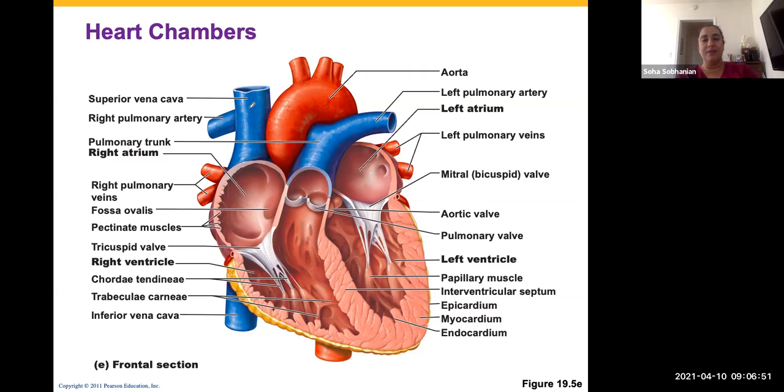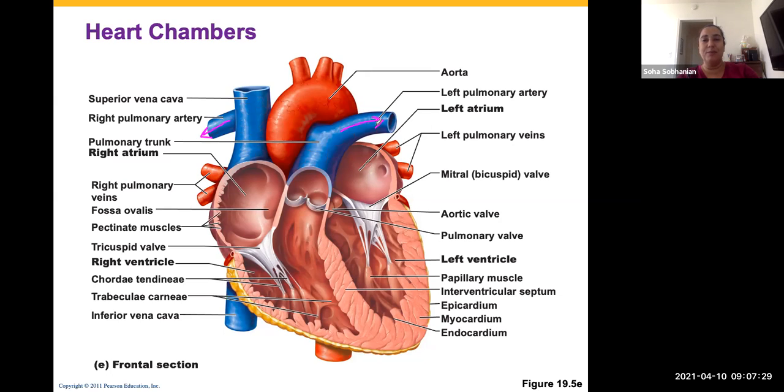So blood comes in from the superior and inferior vena cava into your right atrium. From right atrium, it goes down to your right ventricle. From right ventricle, it gets pumped through the pulmonary trunk, which is this big one right here. And I forgot to mention that, I apologize. Pulmonary trunk, because you have two lungs, is going to branch into the left and right pulmonary arteries.